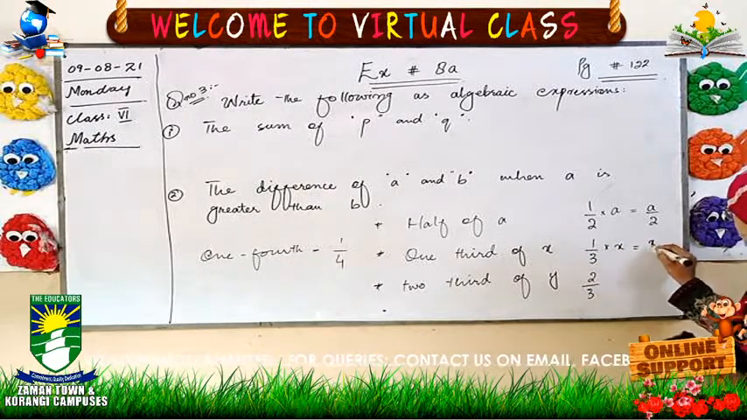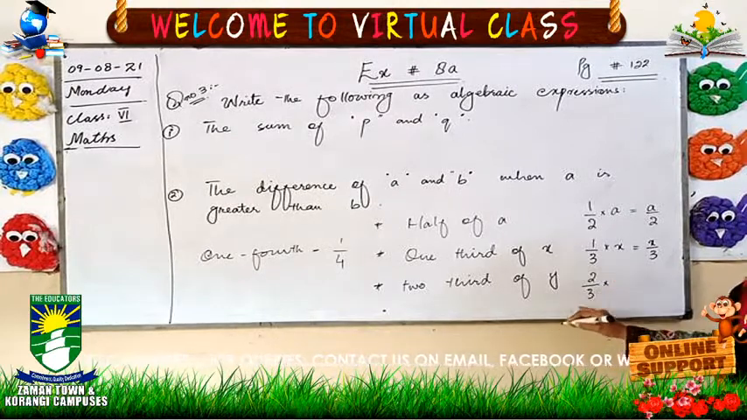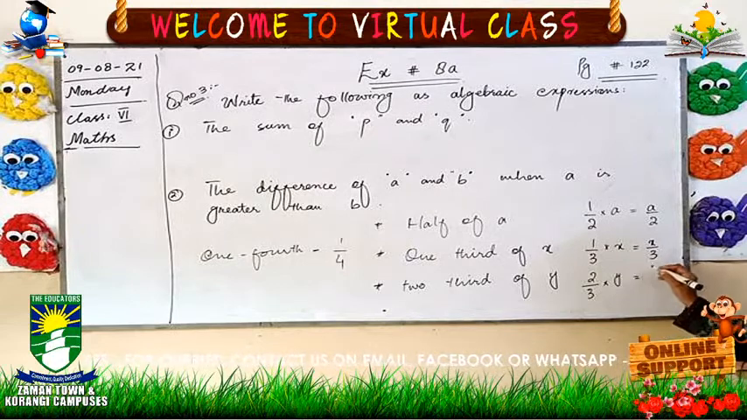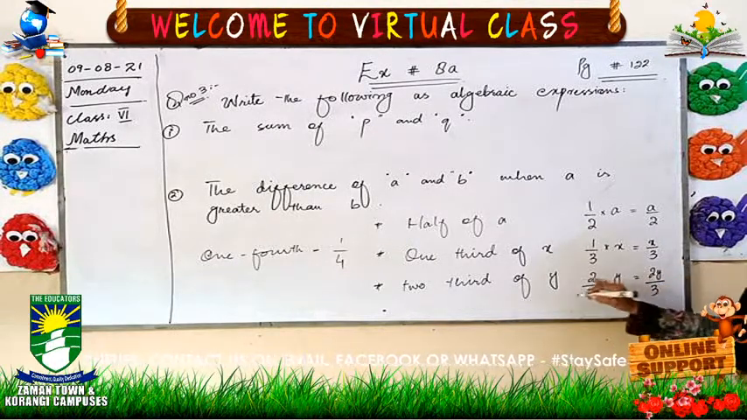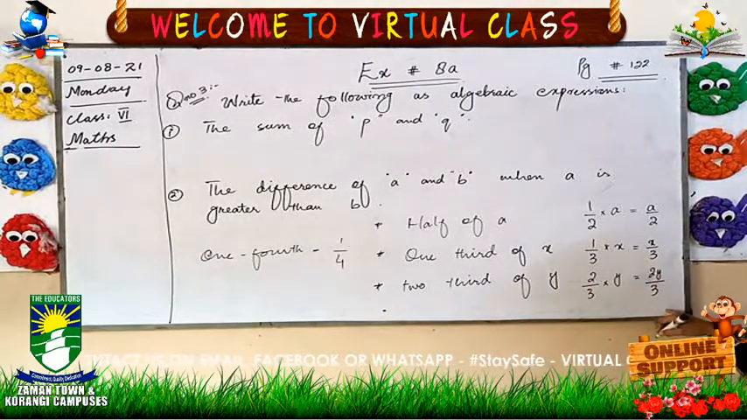It will be equal to x upon 3. Same as 2/3 of x, 2/3 of y means 2 upon 3 multiplied by y, which will be equal to 2y upon 3, because y multiplied by 2 will be equal to 2y. It will be 2y upon 3.